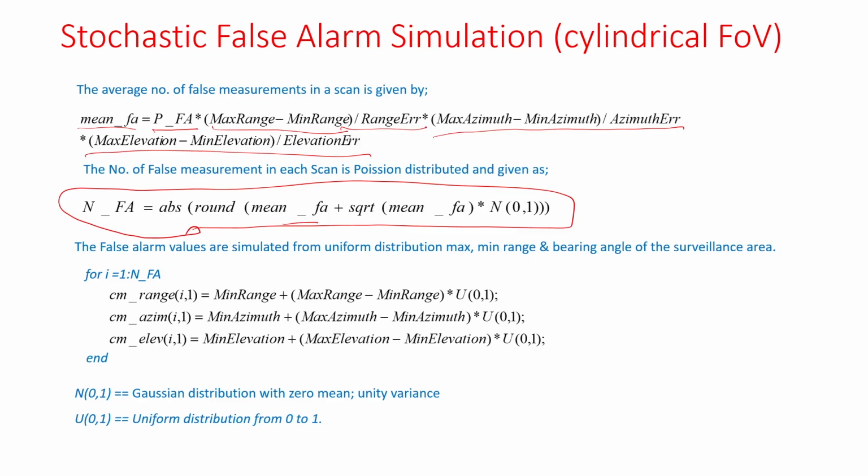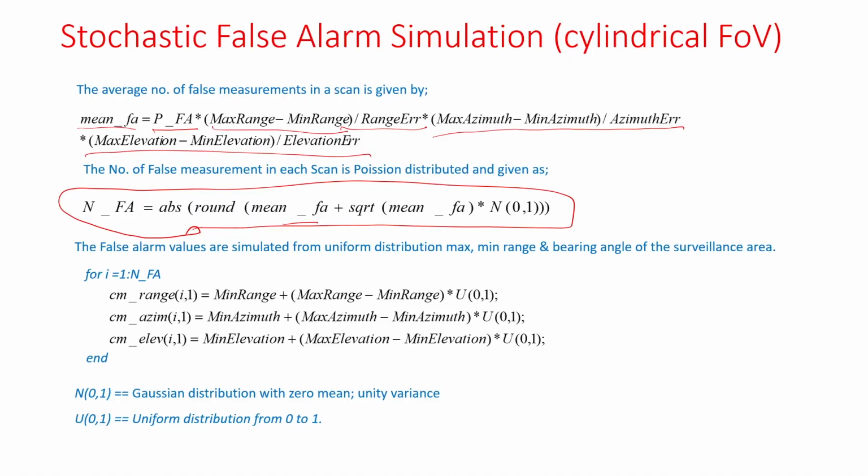Uniform distribution is what? Your x max, x mean, r max, r mean, y max, y mean, z max, z mean, it is all from uniform, because from anywhere the radar is surveilling, it can pick a false alarm. So, it should be simulated from a uniform distribution.